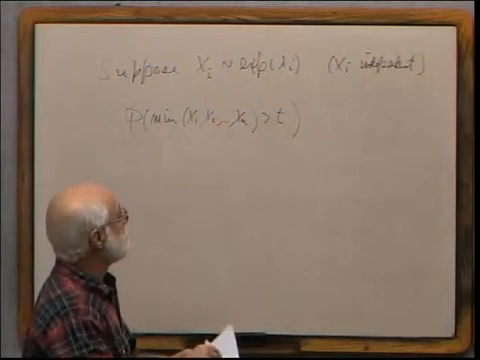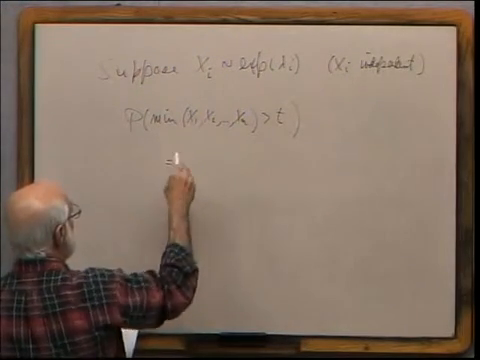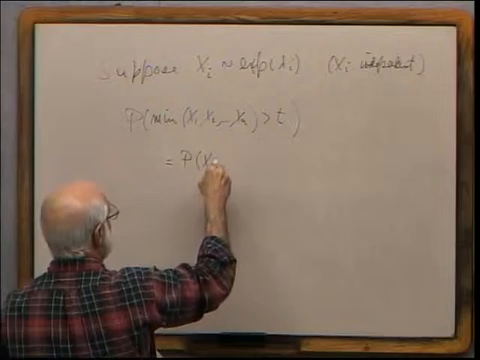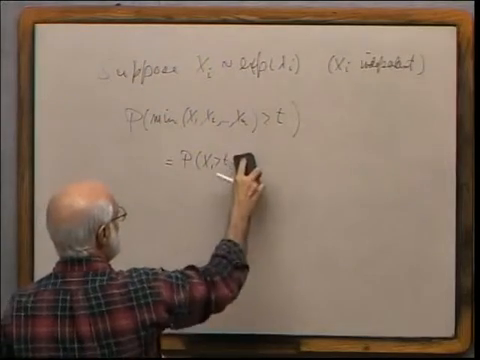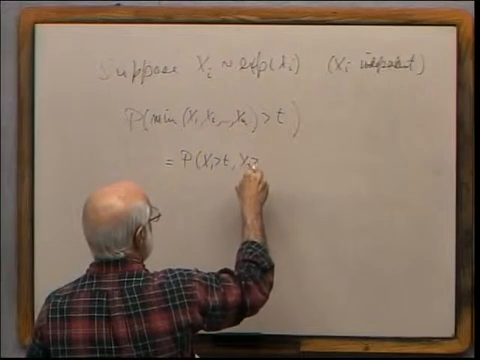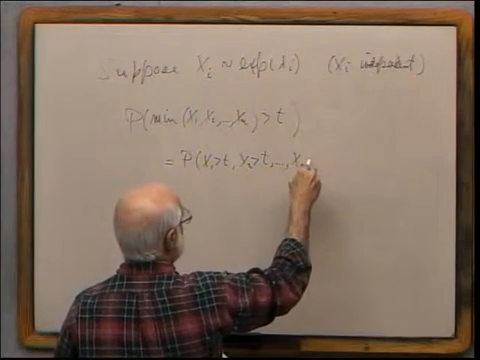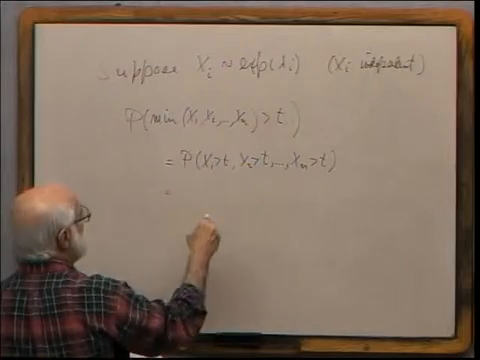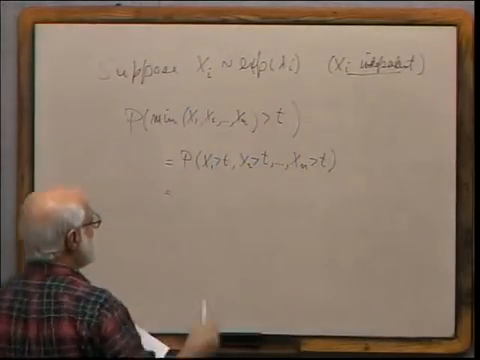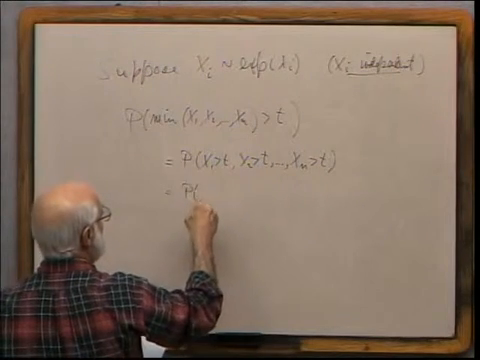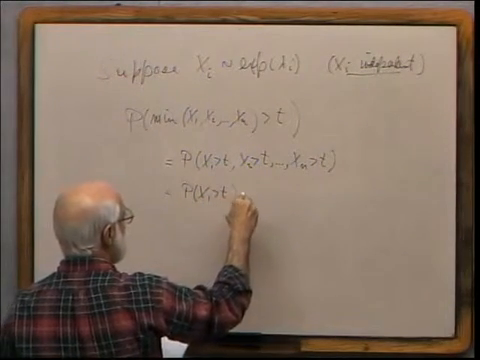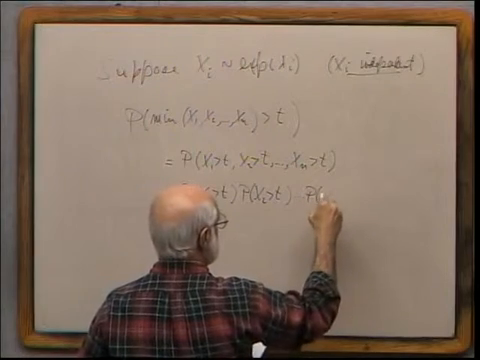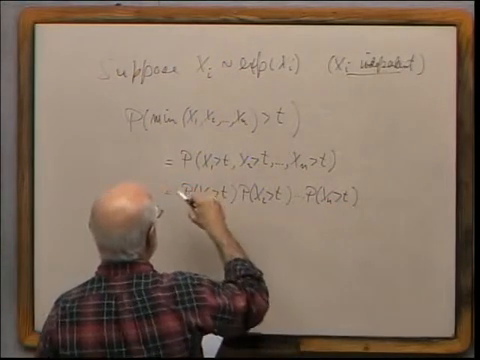Okay, now, if the minimum is greater than t, then they must all be greater than t. So that's the same thing as the probability that x1 is greater than t, and x2 is greater than t, and so forth, up through x sub n. That's by the definition of minimum. But also, by assumption, these are independent. So the joint probability that they all last longer than t is the product of the probabilities that each of them lasts longer than t. This equal sign right here is because of independence.